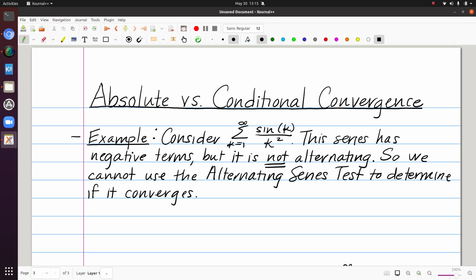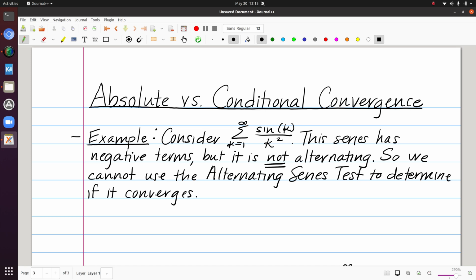We've now seen, in looking at series with negative terms, if we can tell we have an alternating series, then a natural test to use is the alternating series test. But consider this example, where the sum is from k equals 1 to infinity, and our terms are sine of k over k squared. Because sine of k oscillates through both positive and negative terms, this series certainly has negative terms. But it is not alternating.